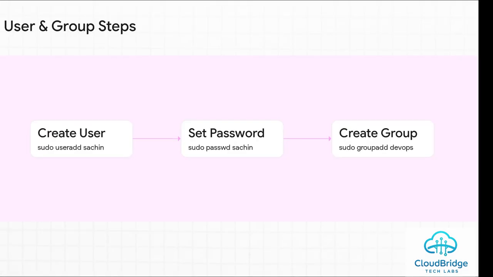So, how do we actually create these entities in the real world? It's a very deliberate step-by-step process. First off, to create a user, you'd run sudo useradd sachin. Now, once that user exists, they obviously need a secure password, right? So you run sudo passwd sachin. But here's the thing. We don't manage permissions on an individual basis. That is way too hard to scale. We use groups. To create a specialized group for your team, you simply execute sudo groupadd DevOps. It's simple, it's clean, and most importantly, it's incredibly secure.